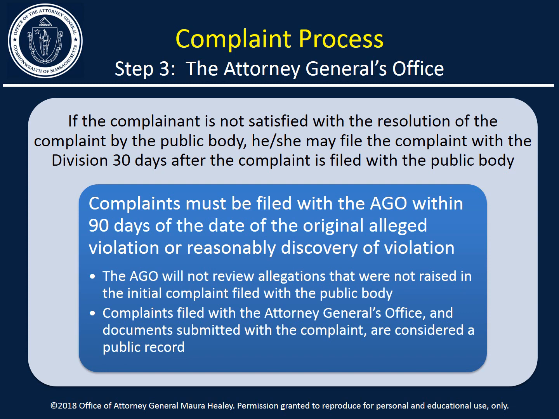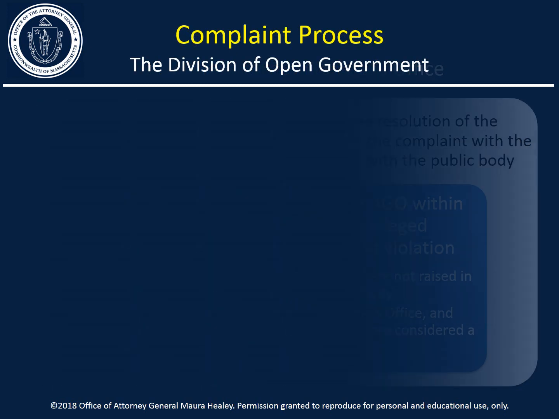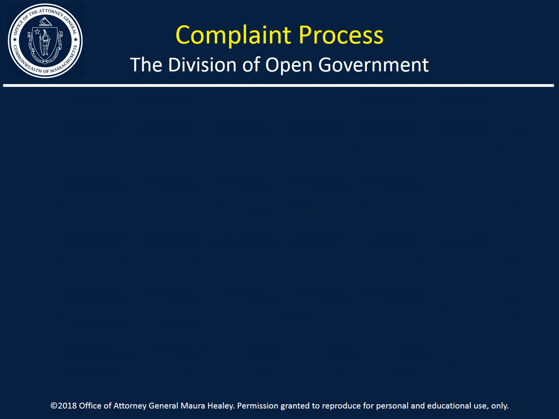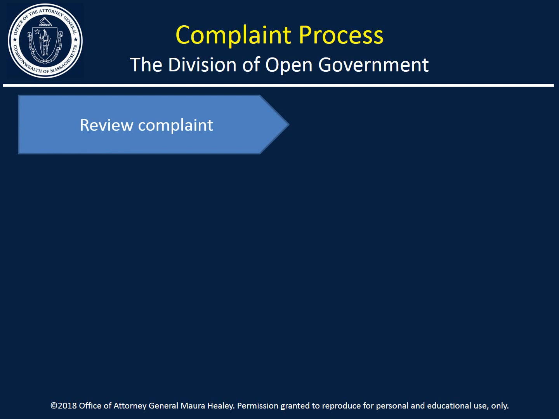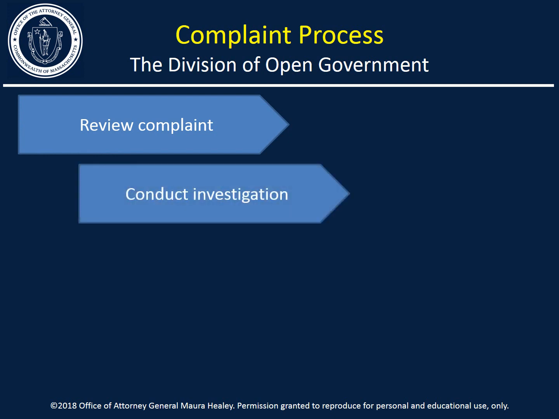The Attorney General's office will not review anonymous complaints or allegations that were not raised in the initial complaint filed with the public body. In most circumstances, complaints filed with the Attorney General's office and documents submitted with the complaint are considered public records and are available to any person upon request. After a complaint has been received by the Division of Open Government, the division will send a letter to the parties acknowledging the complaint. The division will then review the complaint and, if it's timely, conduct an investigation.